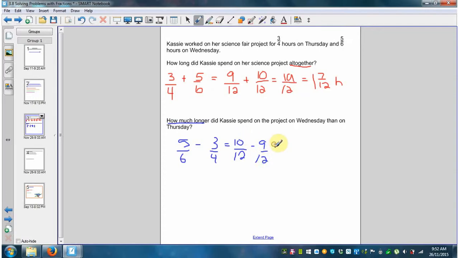Okay, we have a common denominator, so we are able to keep our common denominator and just subtract our numerators. 10 minus 9 is 1. So Cassie spent 1/12 of an hour longer on her project on Wednesday than on Thursday. Okay, take a second, make sure you have that all written down. If you have any questions, let me know.